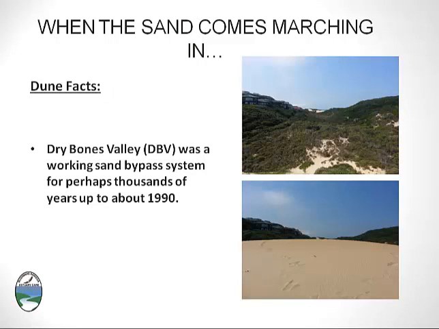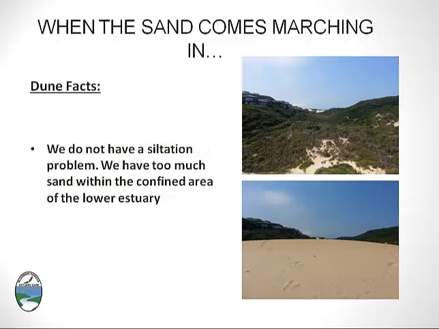To build any argument, we need some facts, and facts on which we can base our arguments. Dry Bones Valley was a working bypass system for perhaps thousands of years, up to about 1990. Possibly it stopped working before that, but by 1990 it was a fait accompli. Fact number 2, we do not have a siltation problem. We have too much sand within the confined area of the lower estuary.